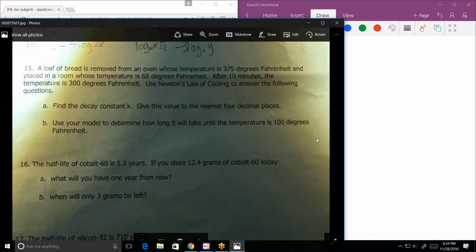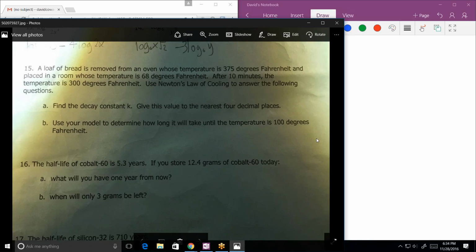You have to do 16 also? I do, yes. Do 16 first. Okay. I'm going to have to get my book out and find Newton's law of cooling, the equation for that, to do that one. Okay. But 16 is a more common problem.